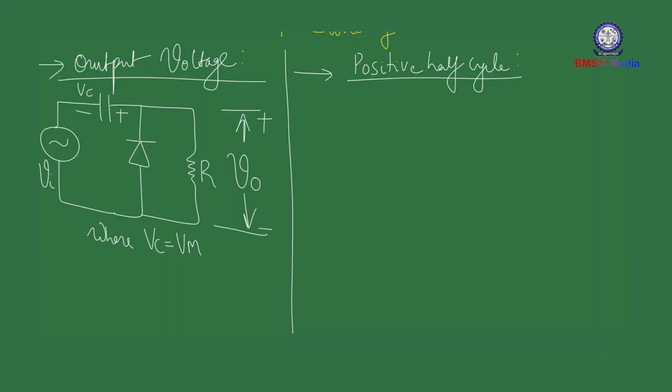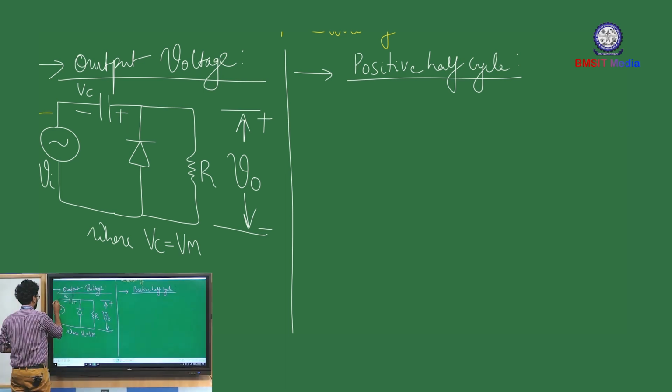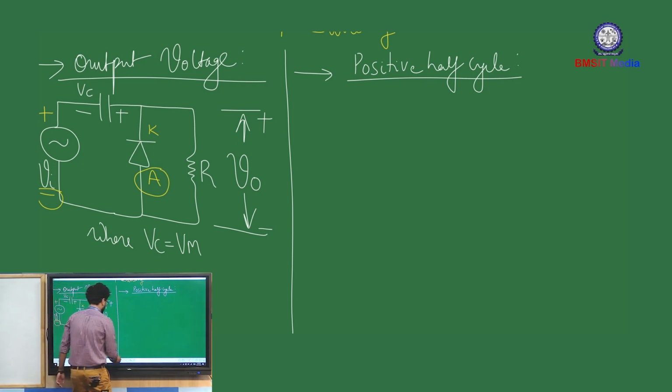So for the positive half cycle, let us assign the polarity. For the positive half cycle of the input, the upper side of Vi is positive and the lower side of Vi is negative, and you can also mark the anode and cathode contacts. During the positive half cycle, the minus terminal of the source is connected to the anode terminal of the diode. So this leads to the reverse biasing condition.